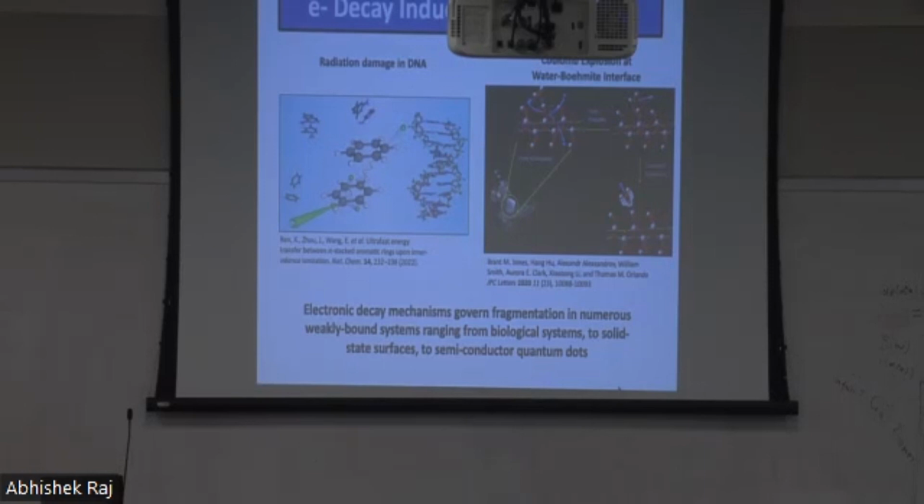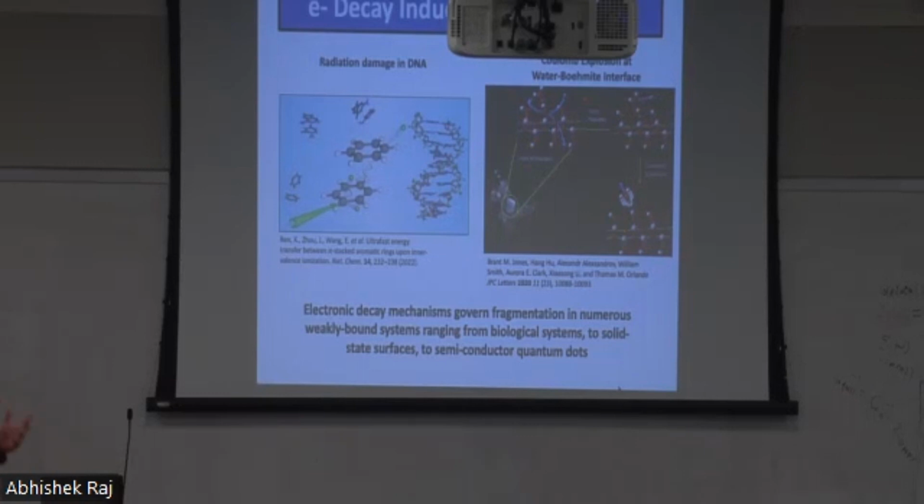So people are very interested in this as one of the decay processes or damage processes within DNA or biological tissue, where you have these hydrogen bonded systems. It's also very common in surface science. So here, to pull this picture, what we have is basically a water molecule on this oxide, this boehmite surface. It's an aluminum oxide surface.